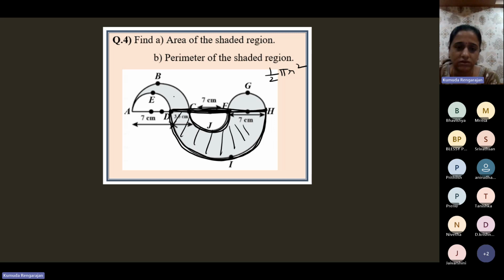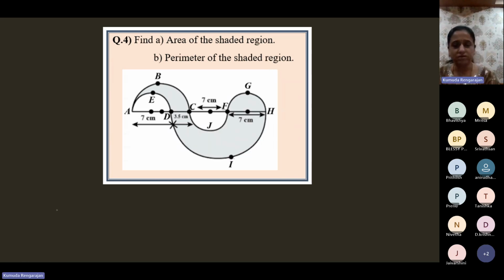So we found the area of this region. Now let's find the area of this region. This one is clearly a semicircle with diameter 7, so radius 7 by 2, half pi r square. Find the areas of these three portions and add them to find the total area of the shaded region.